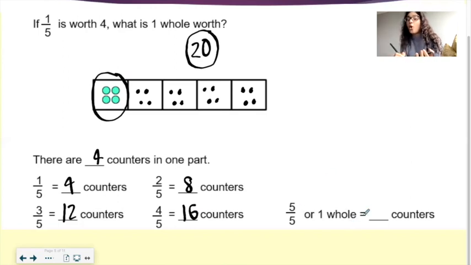5/5 or 1 whole equals, so that's 5 parts out of those 5 parts. How many counters do we have? That's just the total. It would be 20. So that's how you solve that.